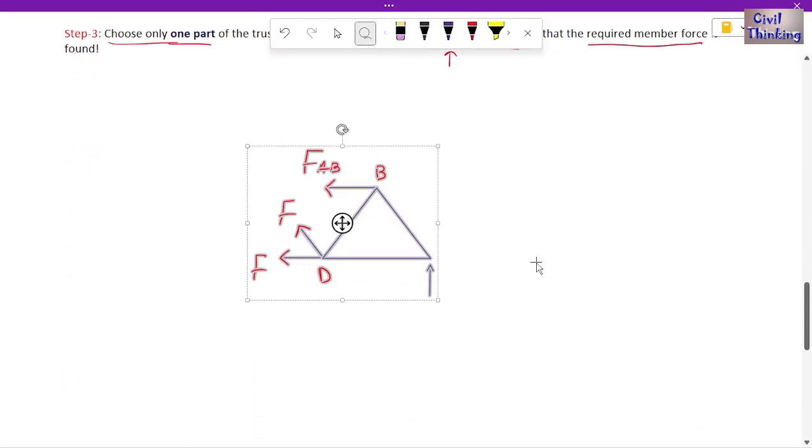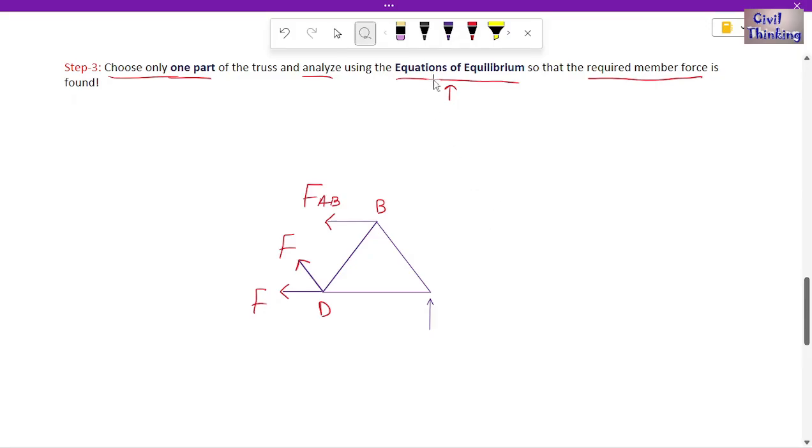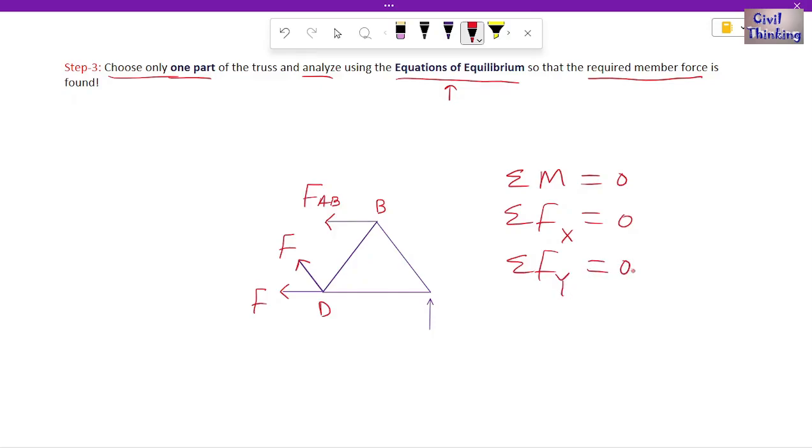Okay, now I choose this part. So what I'm going to do, I will apply equations of equilibrium. Summation of moment at any point is 0, summation of forces horizontally or along the x-axis is 0. One by one I will apply these equations of equilibrium. It will give me the force in AB. We'll find the force in AB and that's it. So these were the basic steps.